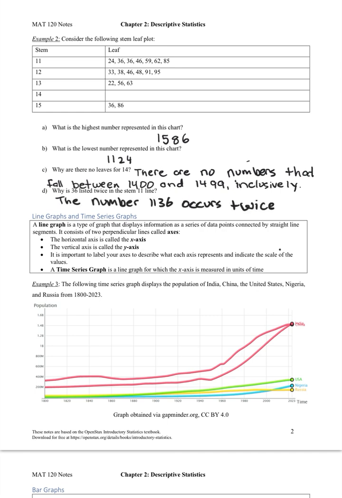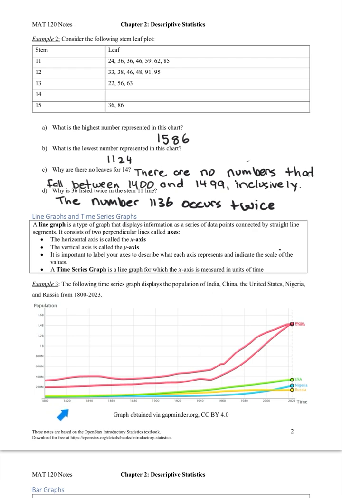Moving on, we'll discuss line graphs. The line graph consists of a horizontal axis, which we often call the x-axis, and the vertical axis, which we call usually the y-axis. It's important to label both of your axes to describe what they represent, as well as their scale. Let's take a look at example 3 below.